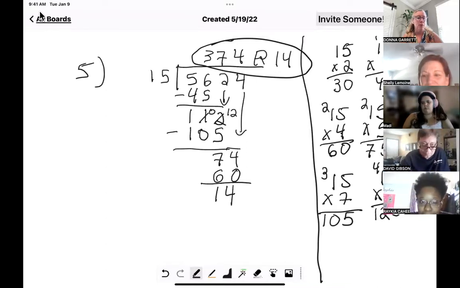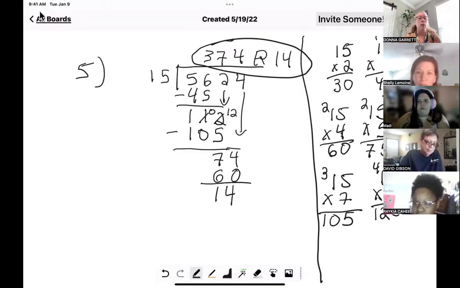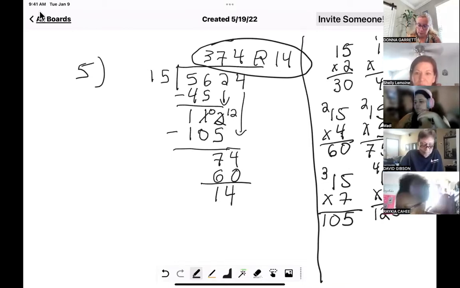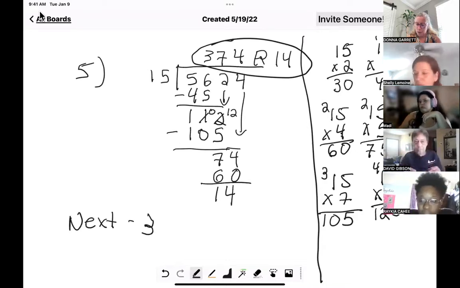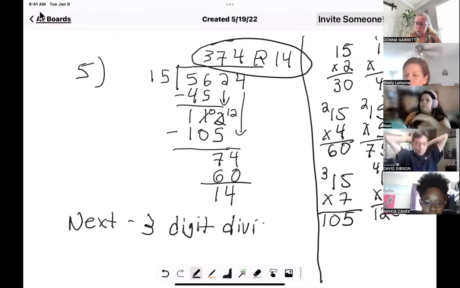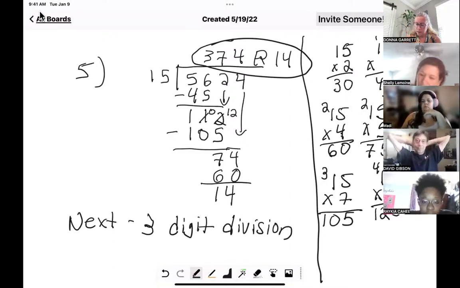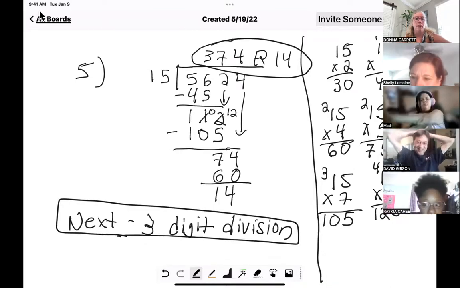I was going to go to the next problem, but I don't think we have time. Okay, so we have 3-digit division to do. And we got to talk about averages. So we will pick up on Tuesday. We will do 3-digit division. I'm going to make myself a note. Next. 3-digit division. This time goes by so fast. And that's where we're going to pick up next. And then we'll go on to the last 2 sections. And then that's it.